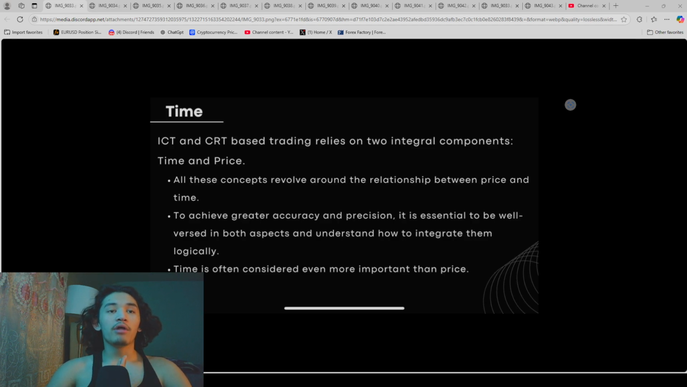What is the most important thing ever, right? What makes ICT and CRT such a powerful concept? Why is this such a successful concept that everybody uses? Because of time. They both integrate time and price. They have value for a time. Support and resistance, they don't care about time, right? That's why they're failing. Patterns, they don't care about time. That's why they're failing, right? All these other ones, they don't prioritize time, which is the most important thing.